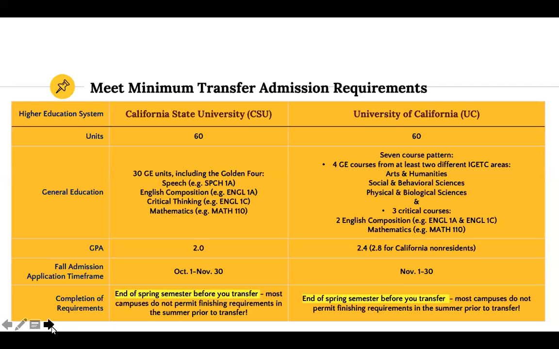Now, I would advise you to come see a transfer specialist or come to the transfer center to discuss finishing classes into the summer. Another thing I would like to note is that next to the Golden Four classes and the 7-course pattern, we do have some examples of the courses like Math 110. However, it is not only limited to Math 110, you could also take Math 130, Math 160, or 180. So these are just examples. This is not the actual class that you need to take. You could choose to take any other transferable math class or another critical thinking class.